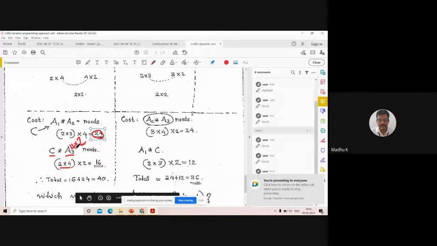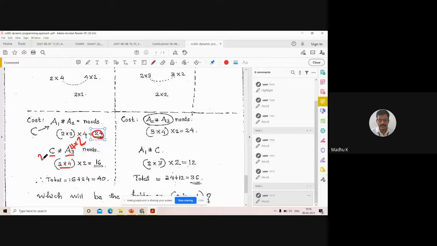This order is 4 by 2. This is 2 by 4. So, how many multiplication operations are needed? 2 by 4 into 2, that is 16. In total, we need 40 basic scalar multiplications.